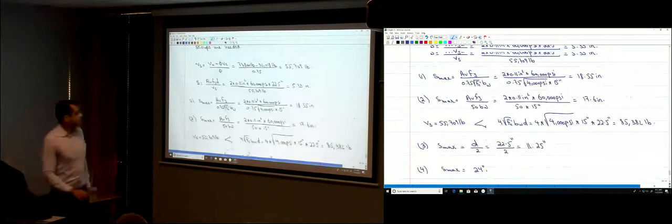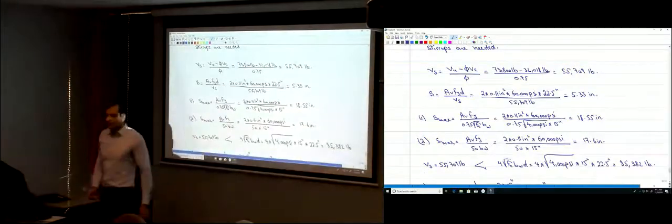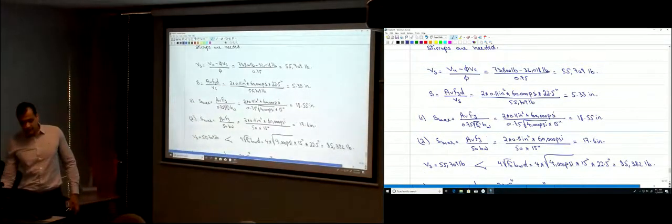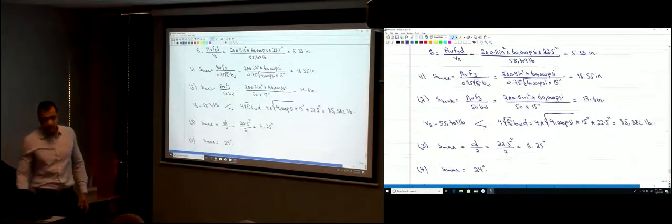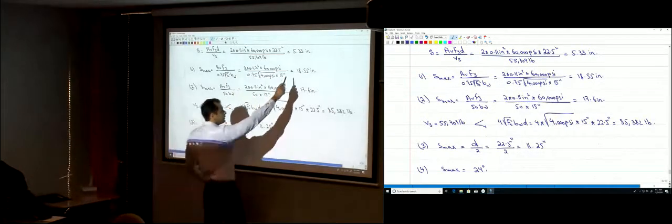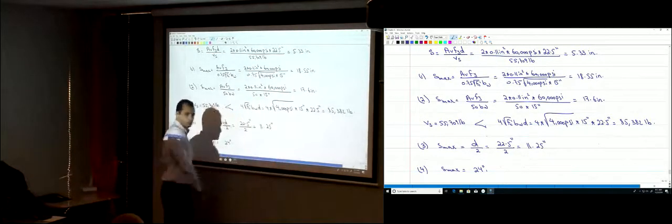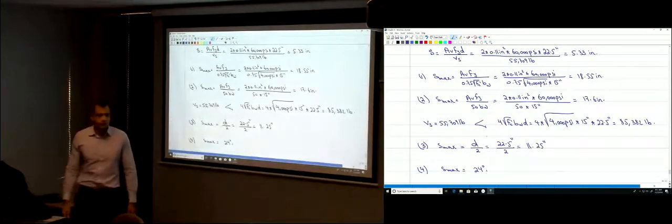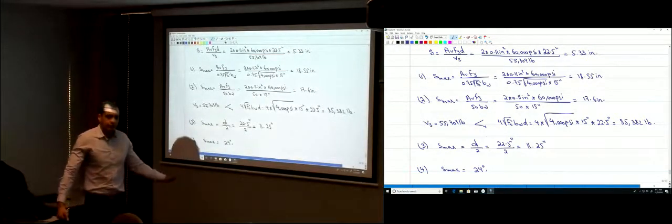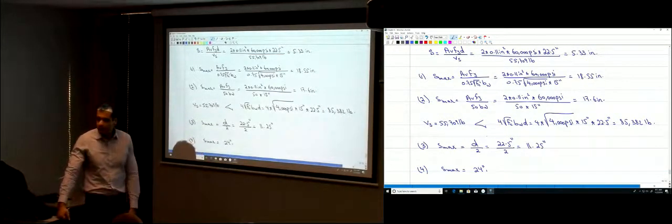So my required spacing was 5.33 inches. It has to be less than any of those 4 values. Is it less than all those values? Yes. So which value are you going to use? 5.33. Okay? So that's the spacing that you're going to have.